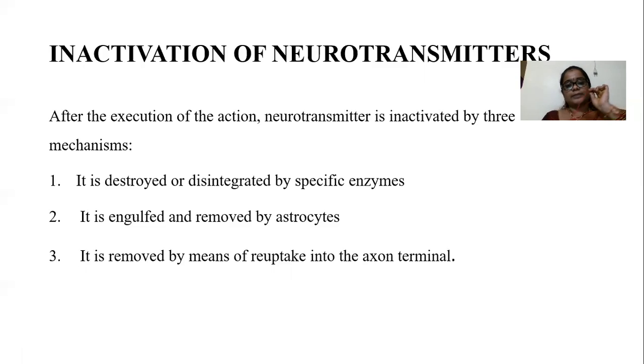Okay, reuptake into the axon terminal. So the inactivation of neurotransmitters occurs by three mechanisms. It is destroyed by enzymes, or it is engulfed or removed by astrocytes. And the third one is that it is removed by the reuptake process.